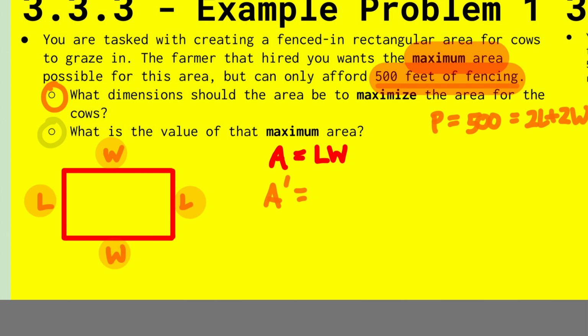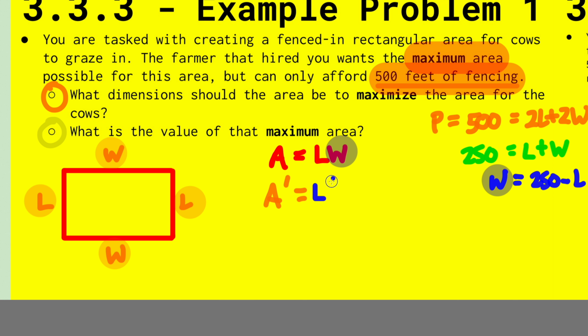And what's great about this is it allows us to solve for L or W. In this case, I'm actually going to solve for W. It doesn't actually matter. But first thing, I'm going to divide everything by 2. So now we have L plus W is equal to 250. And I'm going to solve for W. So W is equal to 250 minus L. So now what we can do is substitute that W right here for this W here. And now we have an equation that only has one variable. So it's a way easier derivative to mess with compared to when there's two variables.